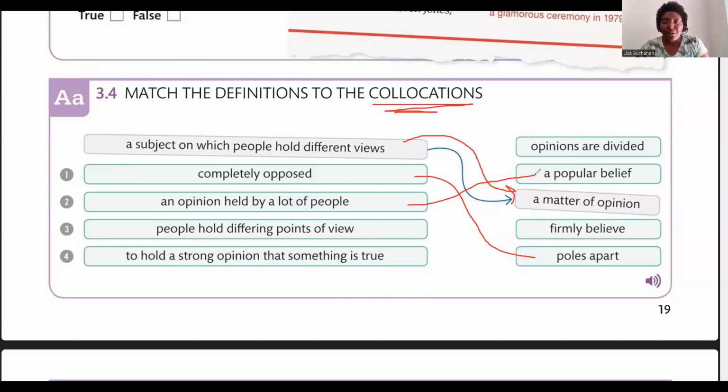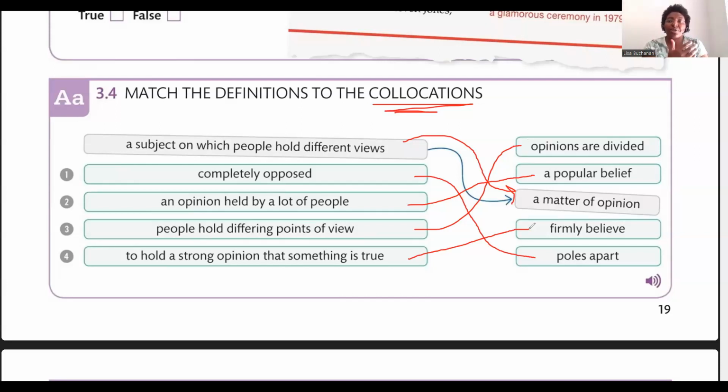Number 3, people hold differing points of view, different viewpoints. So we say their opinions are divided. And number 4, to hold a strong opinion that something is true: firmly believe something. So this is an example of some collocations.